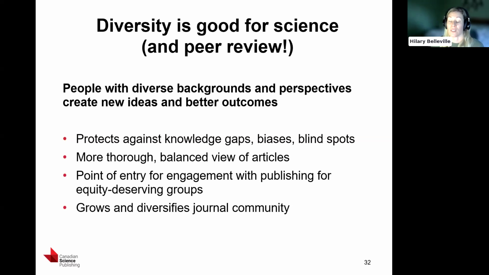Deliberately inviting researchers from equity deserving groups to review manuscripts can get more yeses to review. And importantly, you can provide people with a point of entry for engagement with publishing as either reviewers and perhaps later on as editors. So ultimately growing and strengthening the journal community.